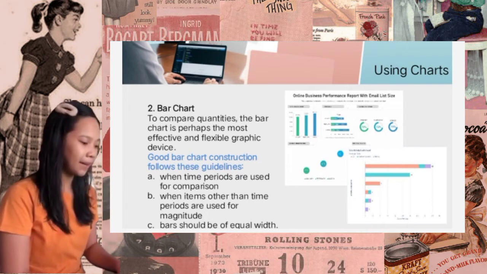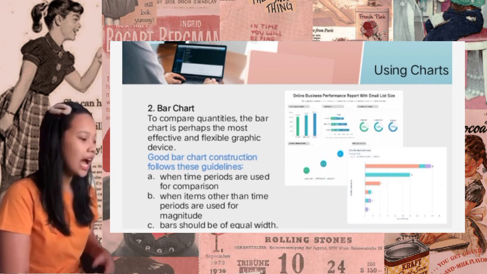First, when time periods are used for comparison. Second, when items other than time periods are used for magnitude. And the last, bars should be of equal width.